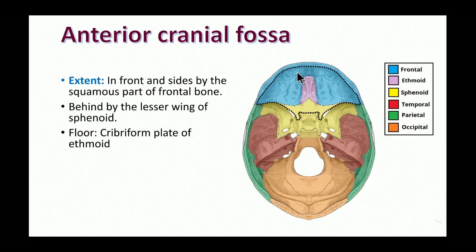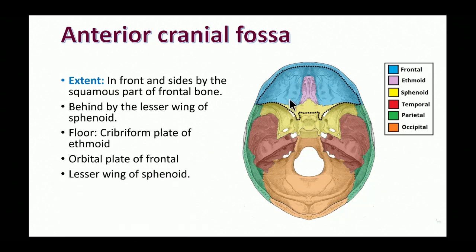Orbital plate of frontal bone, as I told you. Posteriorly, it is the lesser wing of sphenoid. And in the midline, it is the cribriform plate of ethmoid bone. So these three bones form the floor of the anterior cranial fossa: orbital plate of frontal bone, cribriform plate of ethmoid bone, and the lesser wing of sphenoid. The two lesser wings are connected posteriorly in the midline by the jugum sphenoidale.